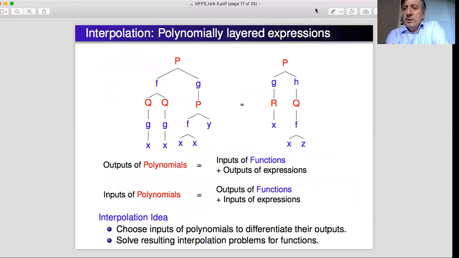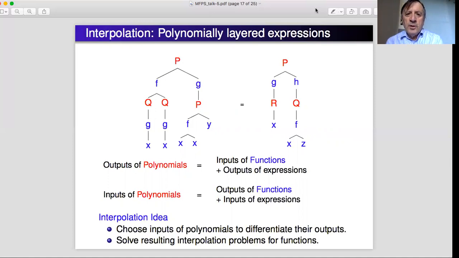But there's one more issue, which is that we have polynomials as well as all these other issues, and so we have to deal with them. So we work with polynomially layered expressions. And here's a couple of them, the polynomials in red, the function symbols in blue, and you can see the polynomials and the functions alternate. The inputs of the polynomials are the outputs of the functions, and the inputs of the functions are the outputs of the polynomials. So once we've got the polynomials' inputs, the outputs are determined, of course.